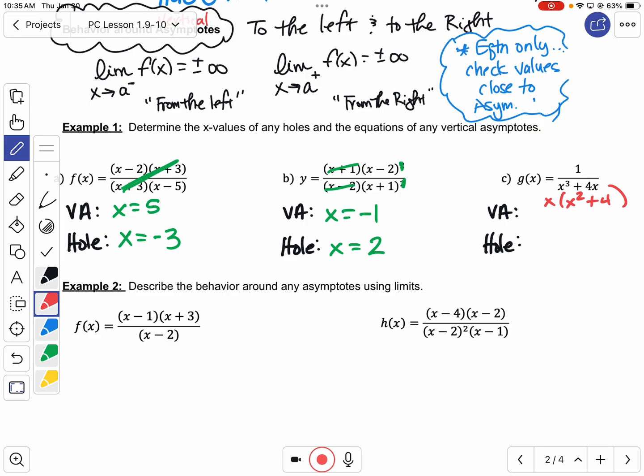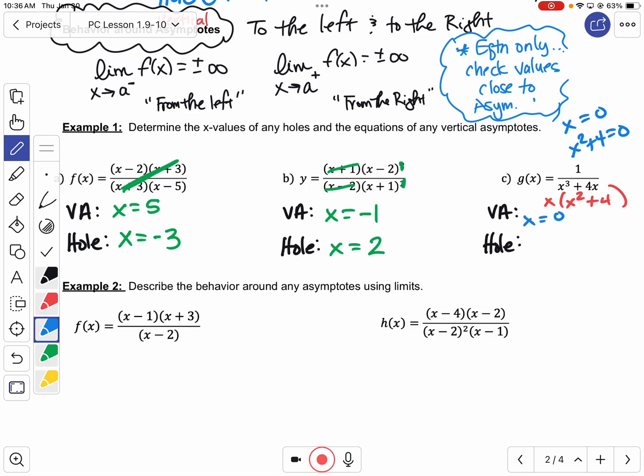Okay. So we got, what are our options? How many factors do we have in the denominator? We got 2. Okay. And just like we did for the rest, let's set them equal to 0. Okay. So the first one's pretty simple. X equals 0. That's definitely going to be our vertical asymptote.